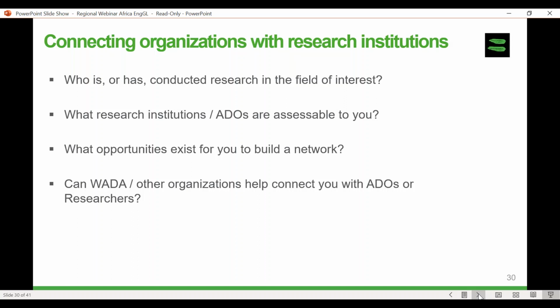Then you can also think about what research institutions and anti-doping organizations are most accessible to me, and what opportunities exist for me to build a network. So for example, are there conferences that I can attend at which I can possibly network? And lastly then, WADA or other organizations can also help you to connect with anti-doping organizations or researchers.